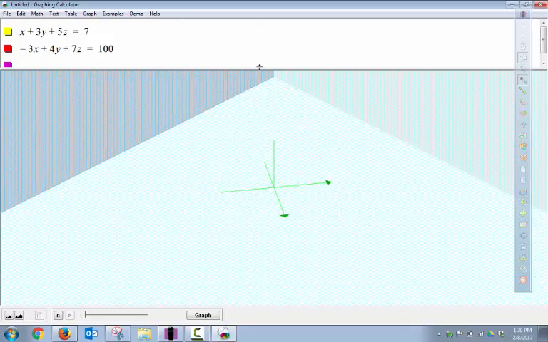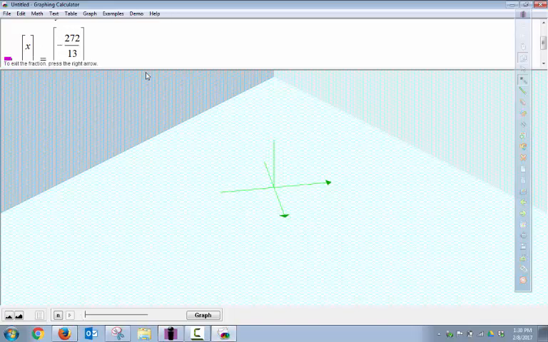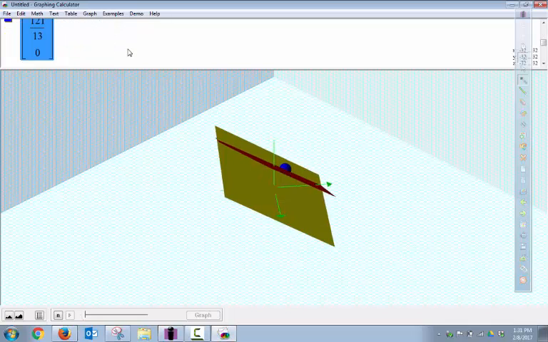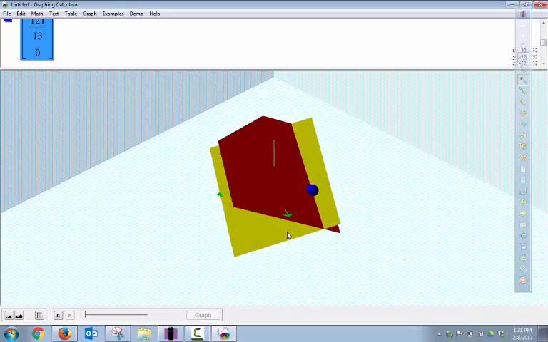So now let's see if we can throw that line in. Now that line is a little tricky because it's got a lot of fractions, but this is a computer, so can you help me get that? Negative 272 over 13, and then 0. Maybe we should have put this down first. That's the point that we found.